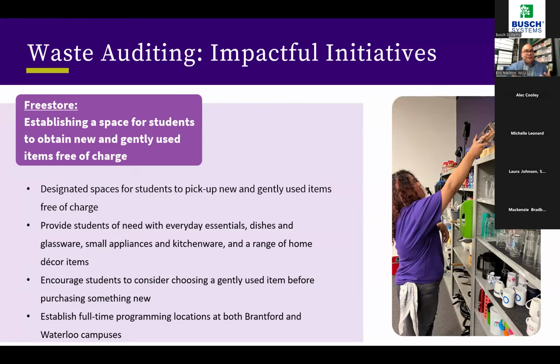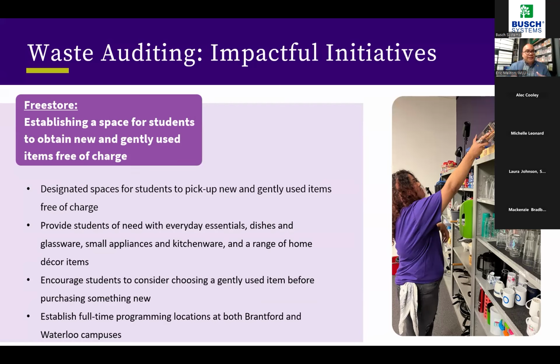The free store itself, as a result of that effort, ends up serving as an inventory management system of what we collect. Typically we collect all this material. Where does it all go? It would normally go in landfill. People would take it home. It might go in landfill over there. Now there's a life cycle that's enhanced for this material.